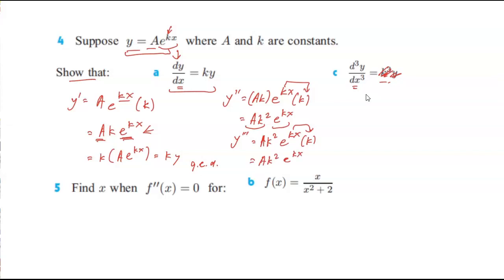And then k cubed, right? Because now we group it with one more k. All right, and then let's rearrange it. What if we group A and e to the kx together? And that's equal to y, right? So this is equal to k cubed y. So the third derivative of the function is equal to k cubed y, and we just showed that too.